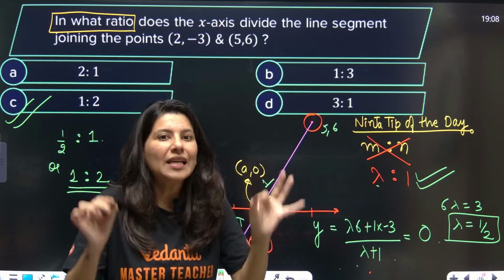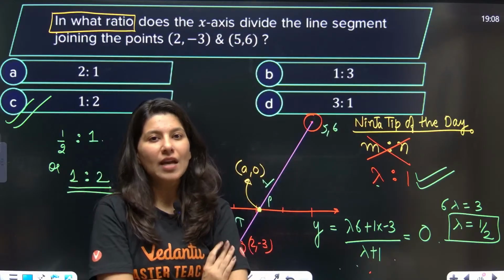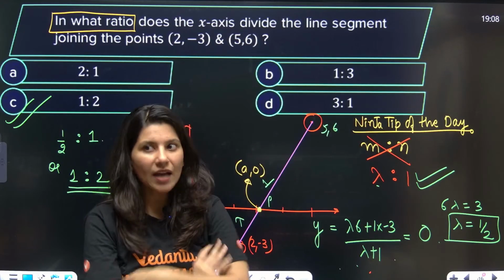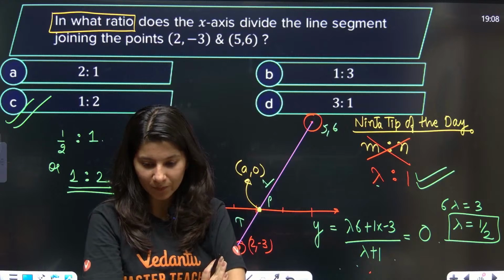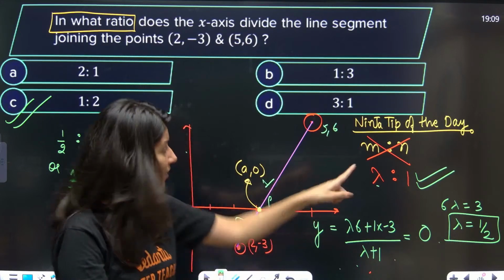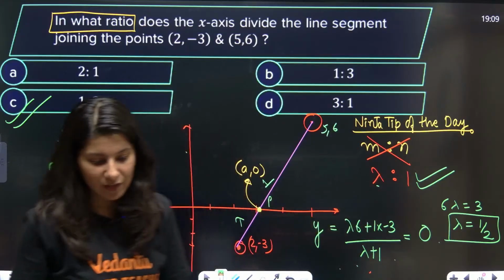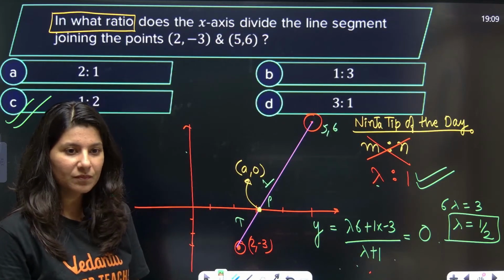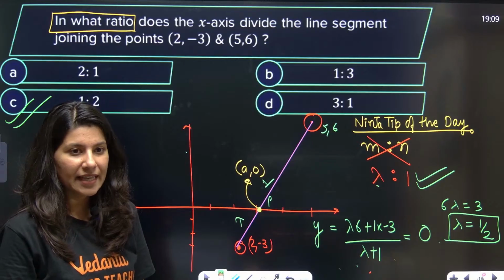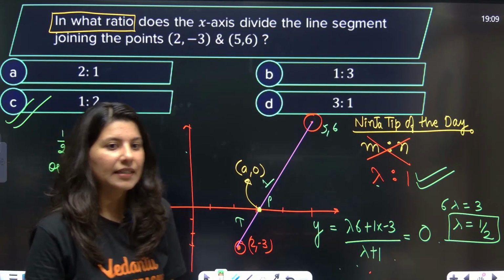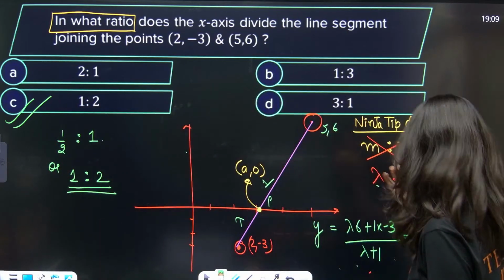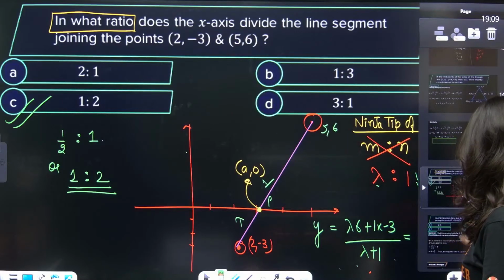You will only be left with one equation involving m and n and you'll be like, now what to do? I don't know. Okay. So that is why you have to take lambda as 1. Okay. Everybody, ninja tip of the day. Understood? Yes? Okay. Now, the next topic is very important and interesting.